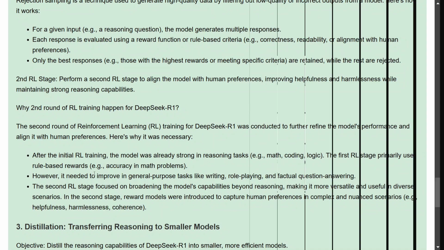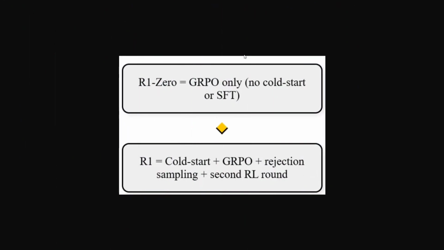The first one, that is DeepSeek R1-Zero: only GRPO, no cold start or SFT. While in case of DeepSeek R1, the more advanced version than R1-Zero, cold start was included, GRPO was included, rejection sampling and SFT training, plus second round of RL training was also included. So after this, we got our DeepSeek R1 model.